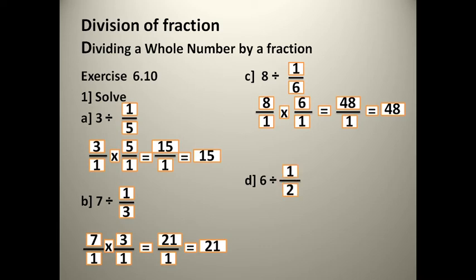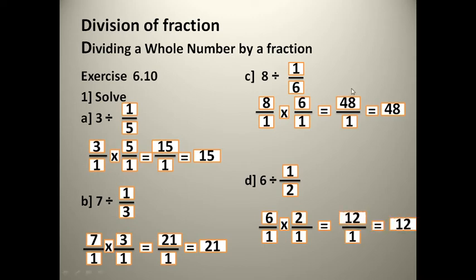Next here also I have a whole number and a fraction. So I write 6 by 1. I change the division to multiplication. I change the fraction, it will be 2 by 1. Now I multiply 2 into 6, it is 12. 1 by 1, it is 1. So the answer will be 12.